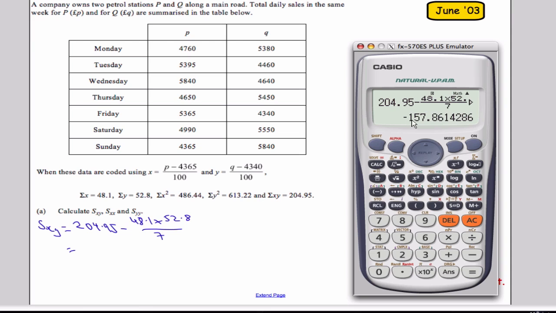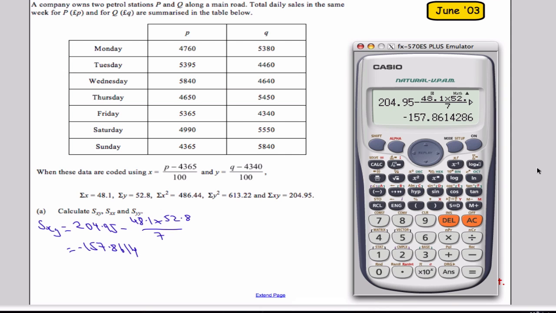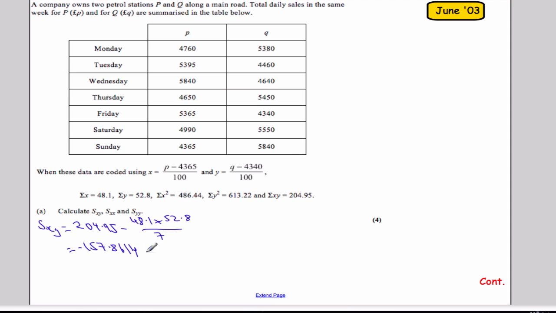That gives me minus 157.8614286. Let's take the exact answer here, just in case we need it later on in the question. Minus 157.8614286.